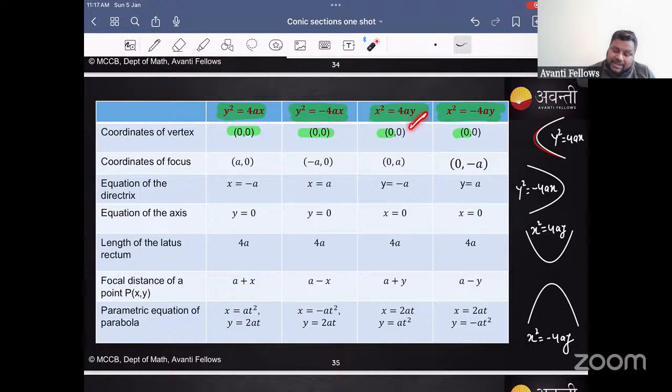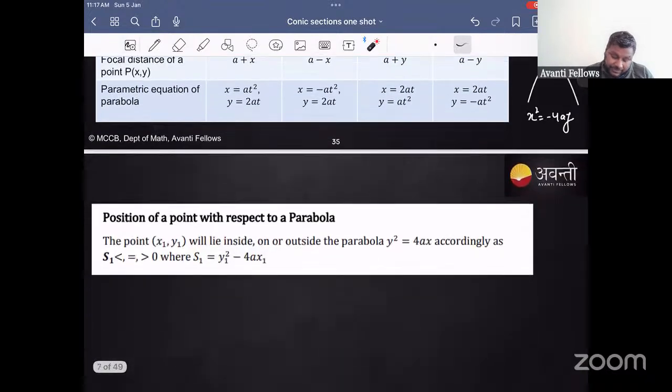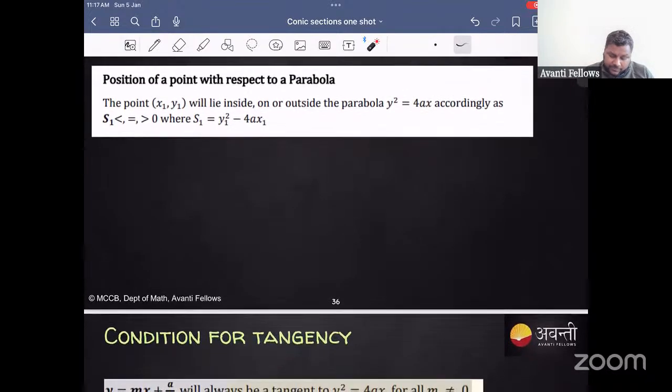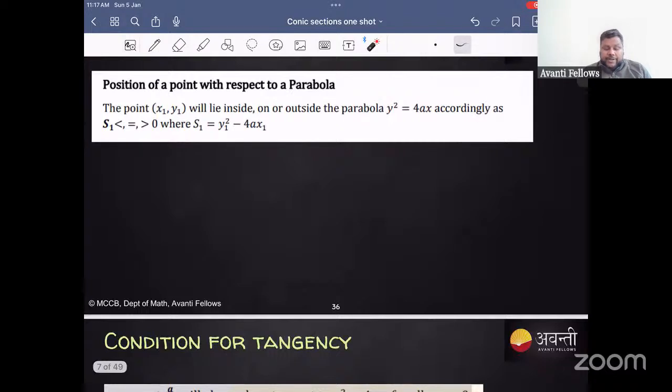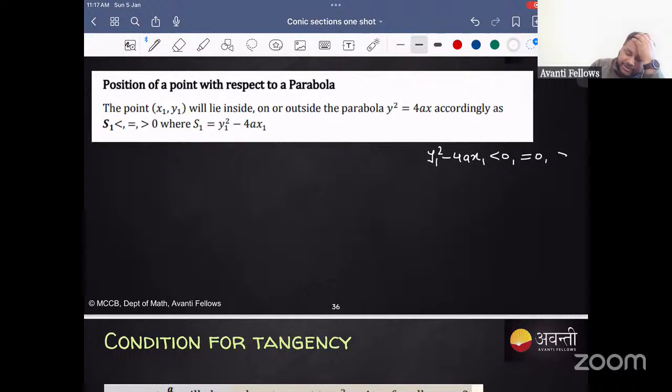Similarly, you can analyze things for x square equals 4ay and x square equals minus 4ay. Now, position of a point with respect to a parabola. The point (x1, y1) will lie inside, on or outside the parabola if y1 square minus 4ax1 is less than 0, equal to 0, or more than 0.